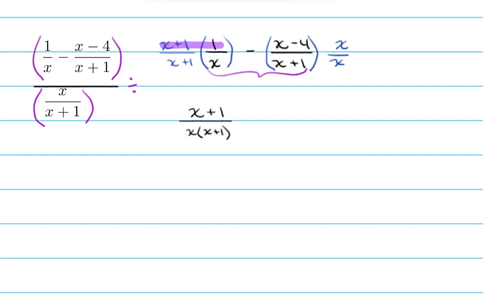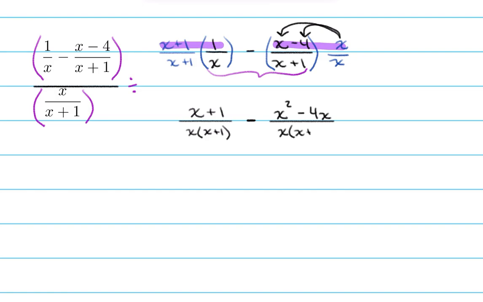Minus, okay, so now I have x minus 4 times x. So like I said before, I am going to go ahead and distribute this. If I distribute the x to the x, I get x squared. And if I distribute the x to the negative 4, remember distribution means multiplication, that's going to be minus 4x, all over the denominator we said is the common denominator. That's going to be x times x plus 1.